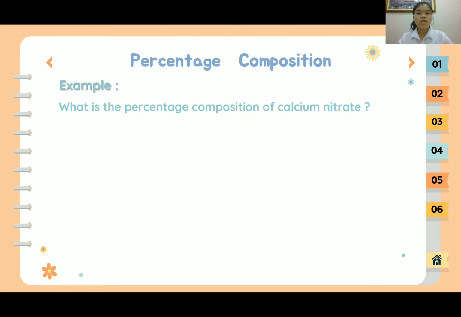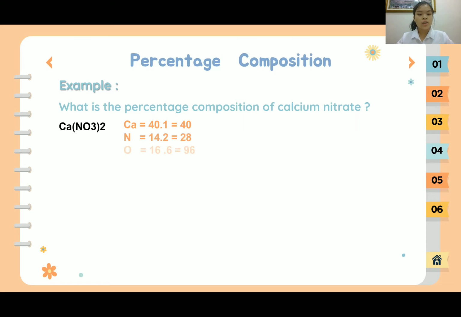What is the percentage composition of calcium nitrate? The chemical formula of calcium nitrate is in here. To search the percentage composition, we need to know the mass of the element. The mass element of calcium is 40 times 1. 40 is the atomic mass and 1 calcium in the chemical formula. After that is nitrogen. Nitrogen, the atomic mass is 14 and times 2 because there is 2 nitrogen atoms in the chemical formula, which is equal to 28.